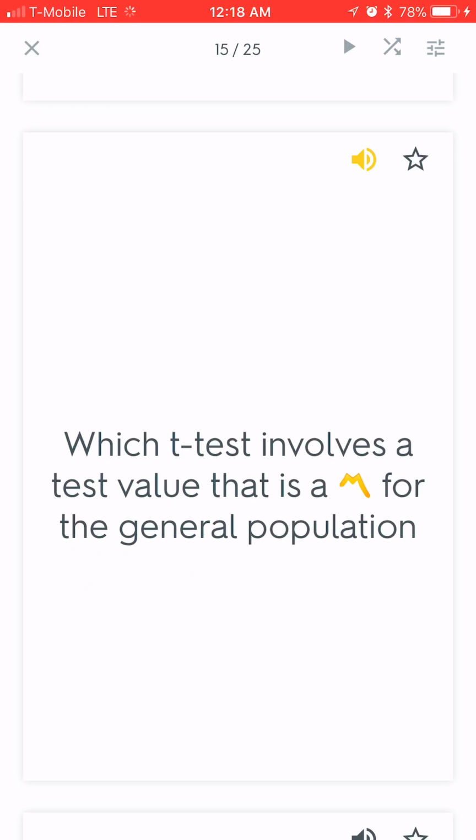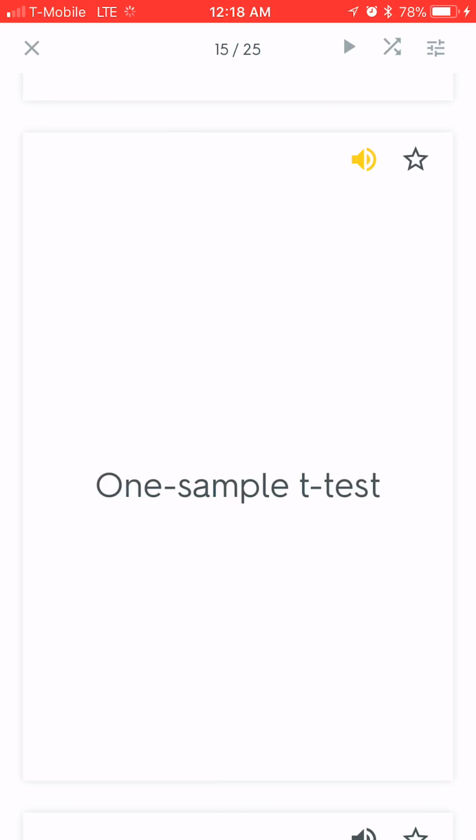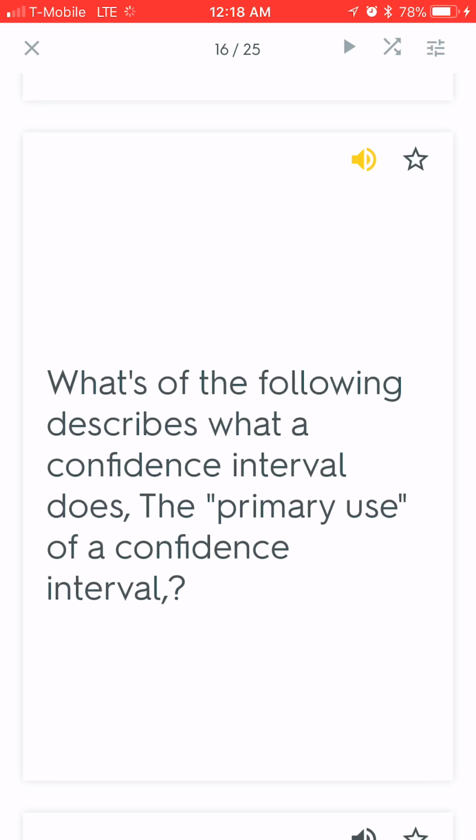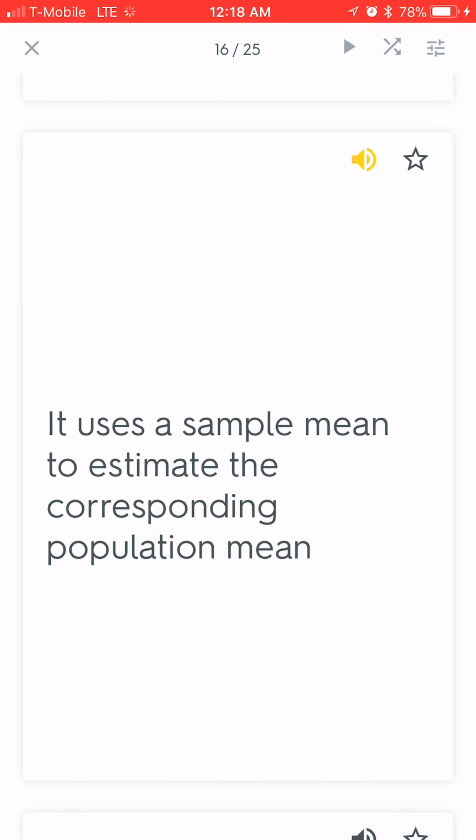Which t-test involves a test value that is for the general population? One-sample t-test. Which of the following describes what a confidence interval does? The primary use of a confidence interval: it uses a sample mean to estimate the corresponding population mean.